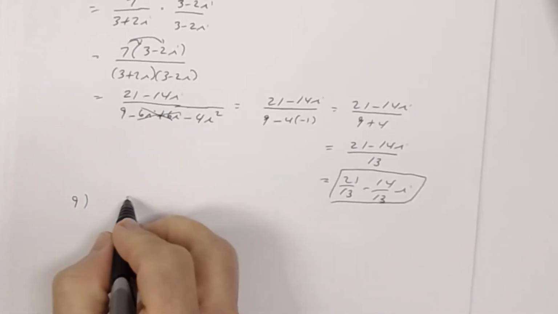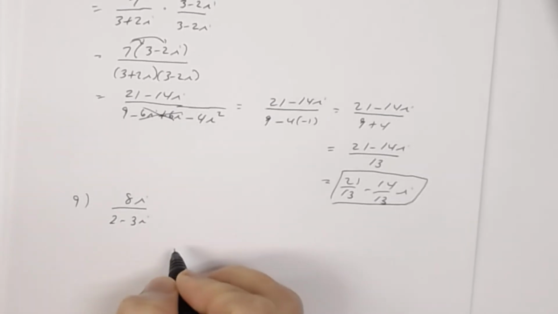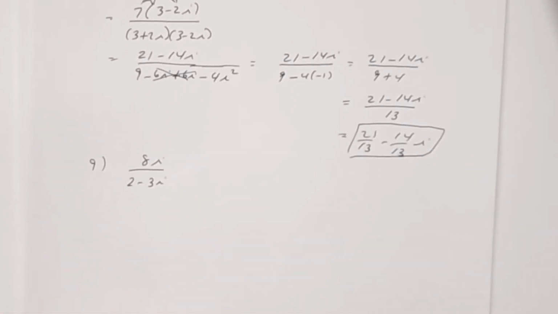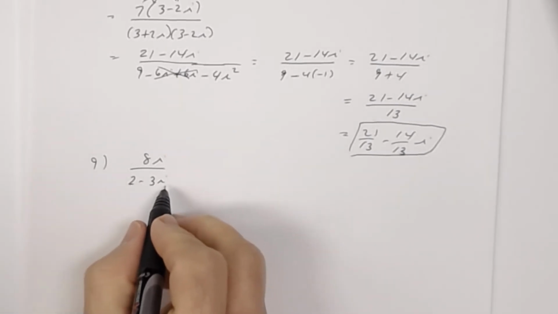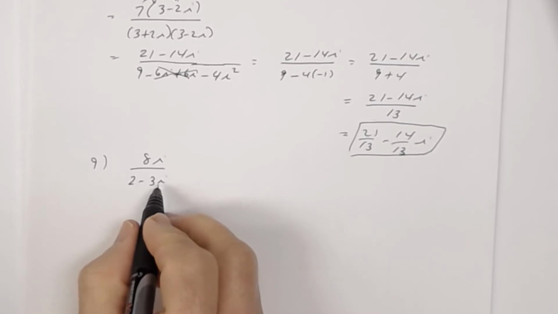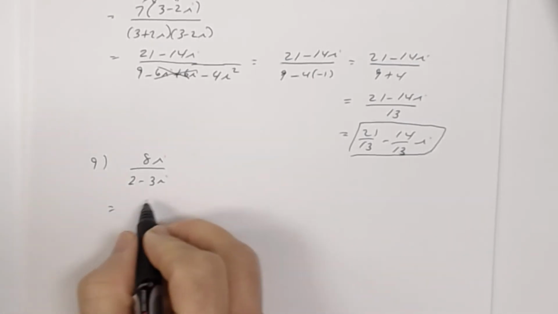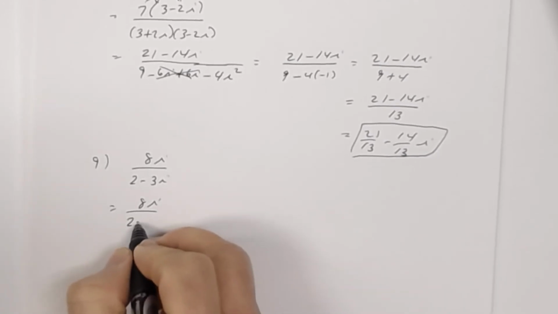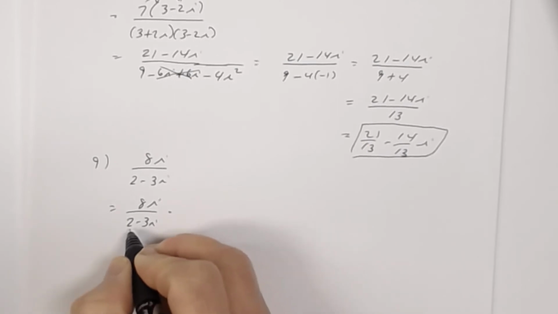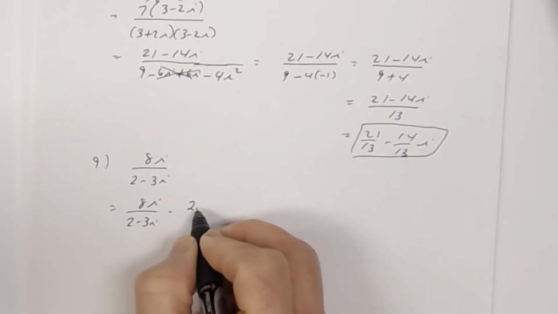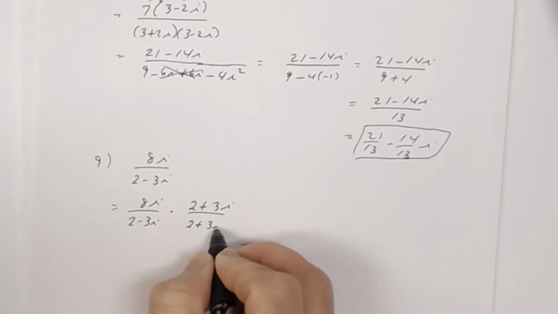So number 9, we have 8i divided by 2 minus 3i. So 8i divided by 2 minus 3i. And so again, you're going to get this i out of the denominator to make this a real number in the denominator. You're going to multiply the numerator and the denominator by the conjugate of the denominator. So the conjugate of the denominator is 2 plus 3i. What you do to the numerator, you do to the denominator.